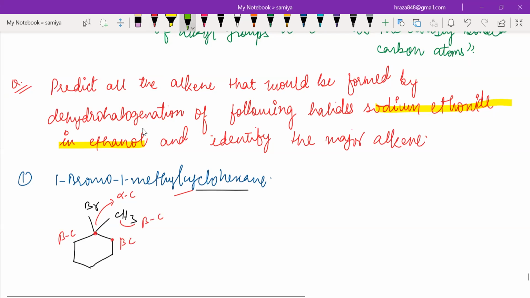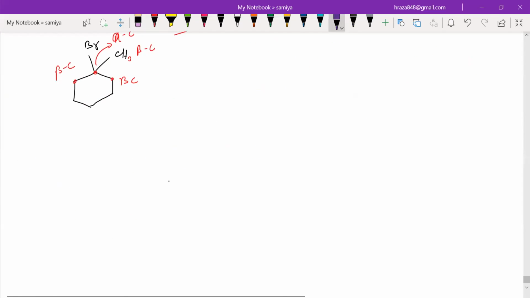So we will have 3 products, and after producing the products, you need to name them so that you will be able to understand whether you are getting 2 same products or not. First of all, in red color, this is the alpha carbon, this is a beta carbon, and this is also a beta carbon. So I'm going to slide it down slightly, and now I'm going to solve it.